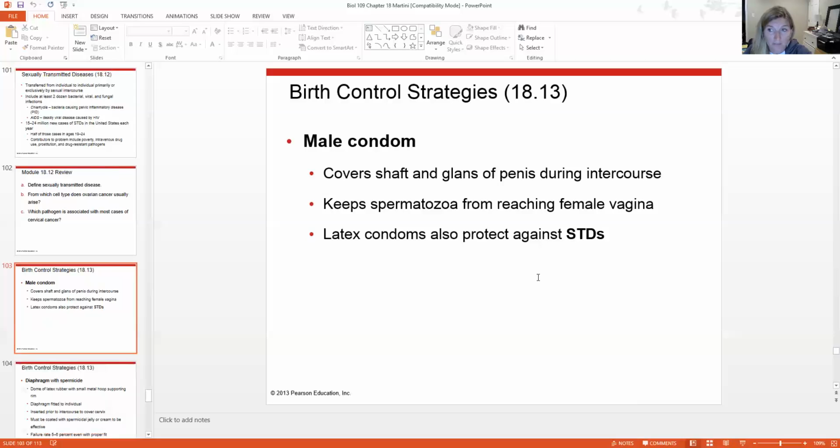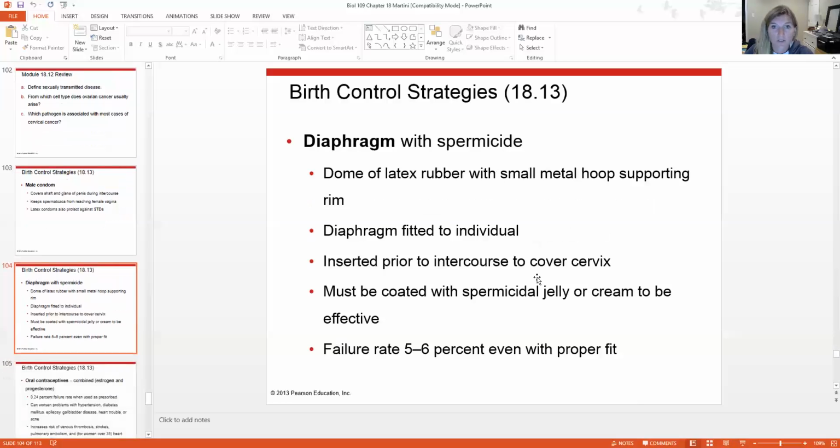First, there's the male condom. It's probably the most common, right? Covers the shaft of the penis. It basically intercepts any sperm from going into the female reproductive tract. It also helps protect against STDs because there's no skin-to-skin contact with the sexual organs.